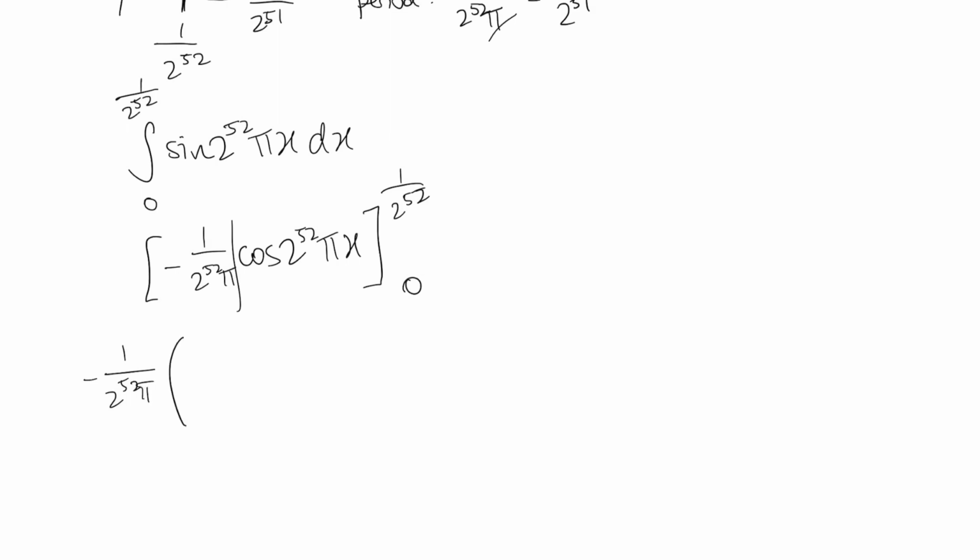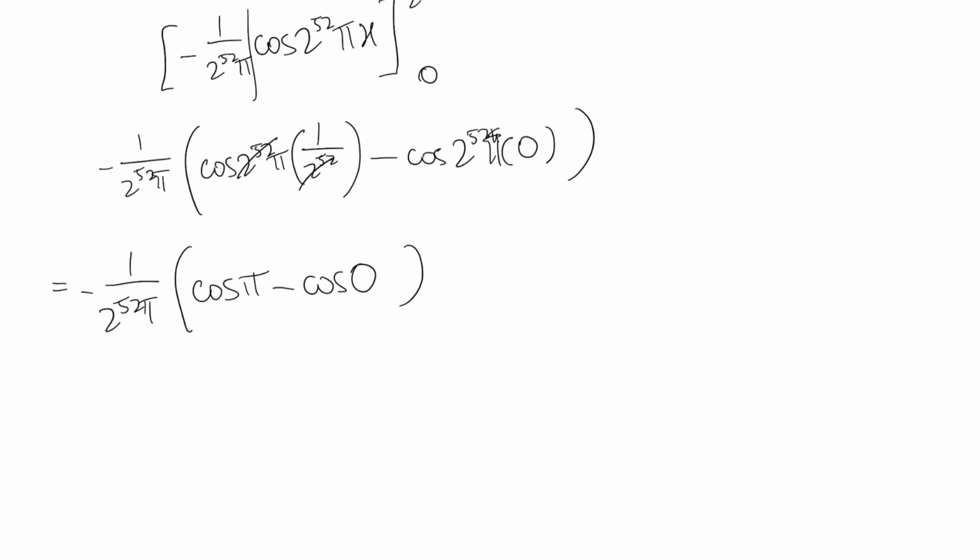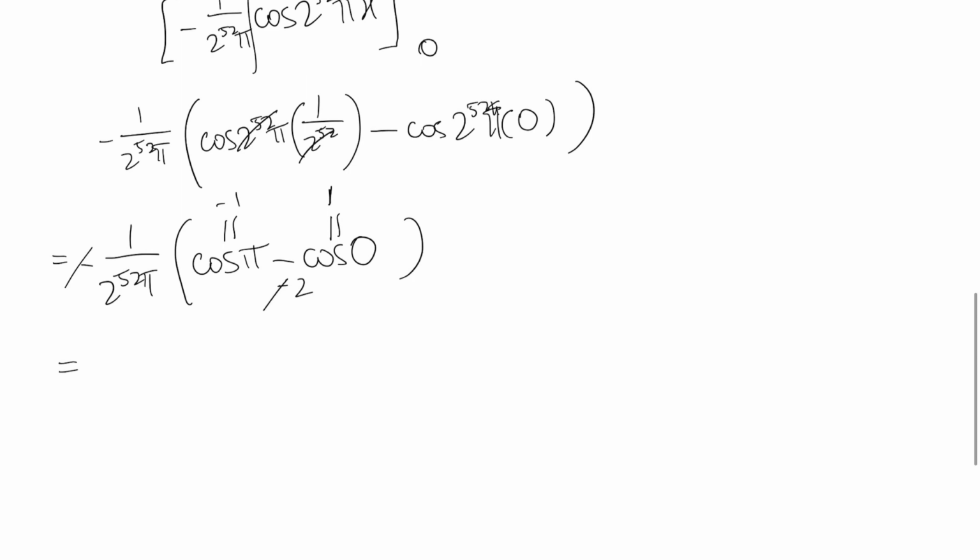We can get cosine 2^52 pi times 1 over 2^52 minus cosine 2^52 pi times 0. And this will be equal to cosine pi minus cosine 0. Cosine pi is equal to negative 1. Cosine 0 is equal to positive 1. So together that makes negative 2. So if we expand this, negatives cancel, we'll get 2 over 2 to the power 52 pi, which is equal to 1 over 2 to the power 51 pi.